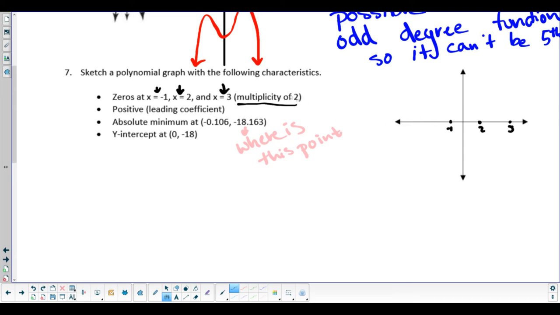I also am given that the zero right here at 3 has a multiplicity of 2, which means I want to bounce off of this one. These ones I think I'm going to have to cross through. So I might write a little C to help me out there. And then I need to hit this weird point in quadrant 3, which is right here.